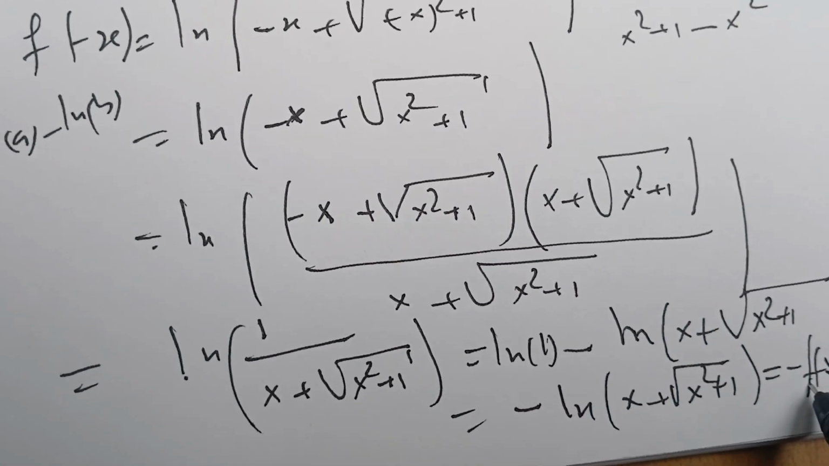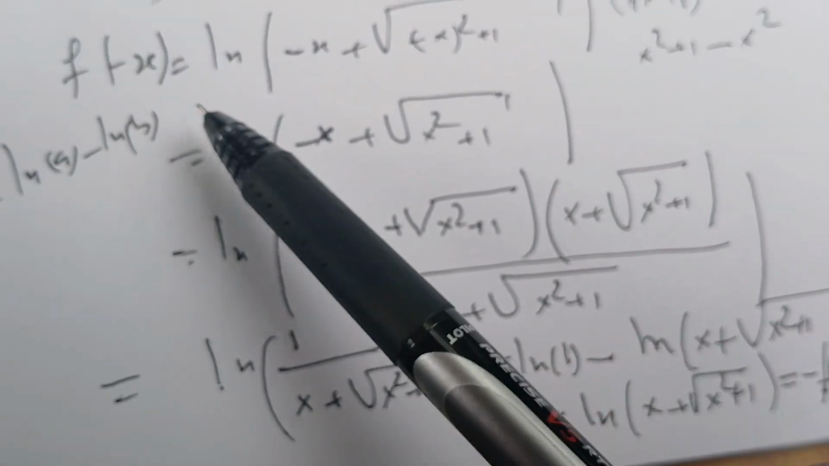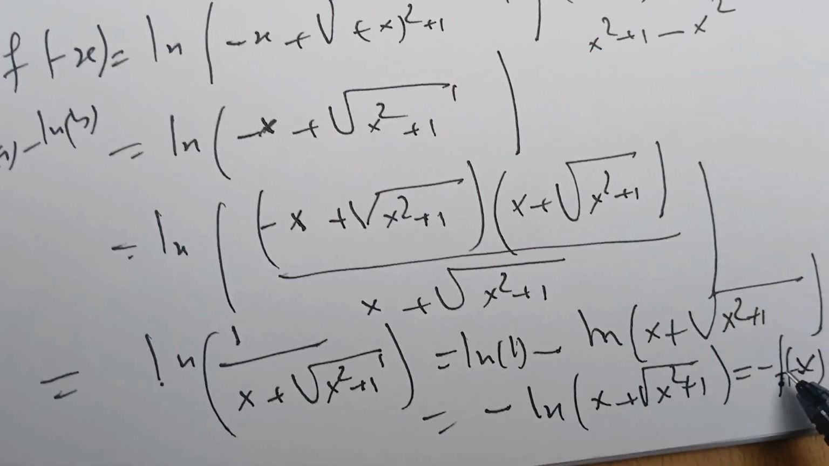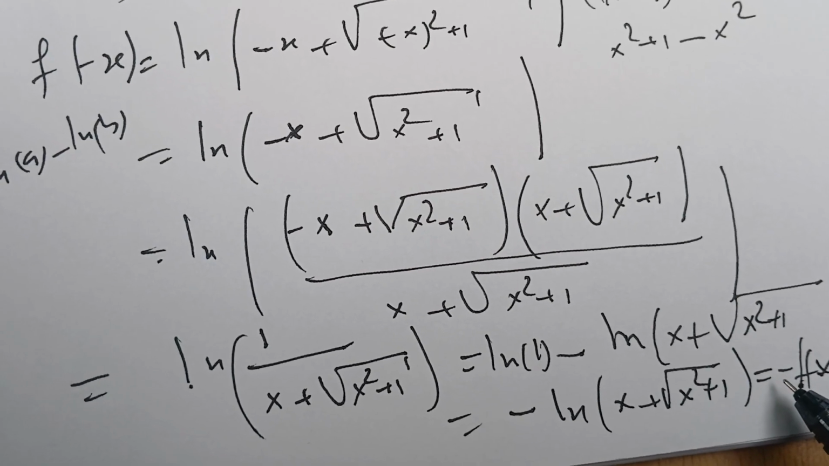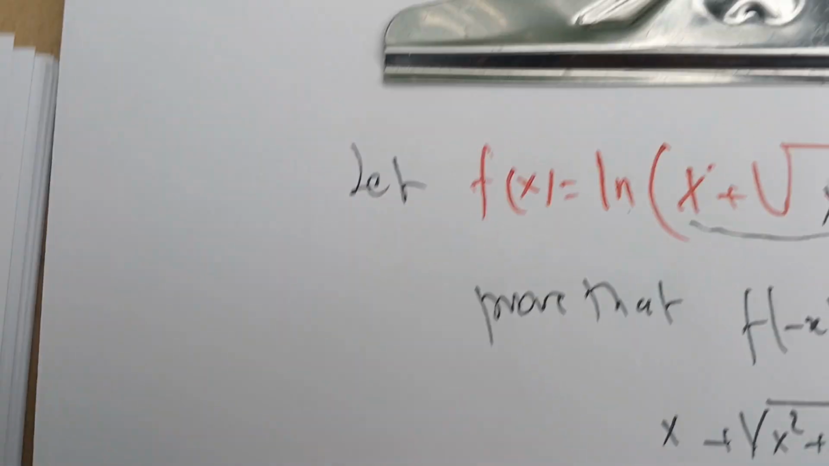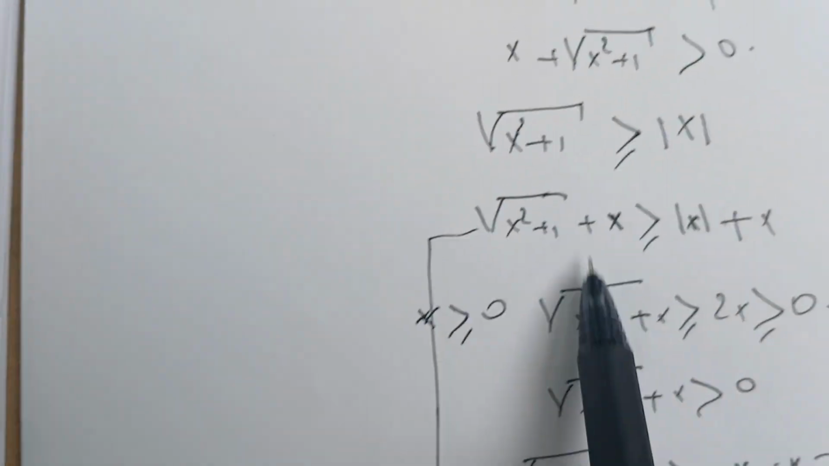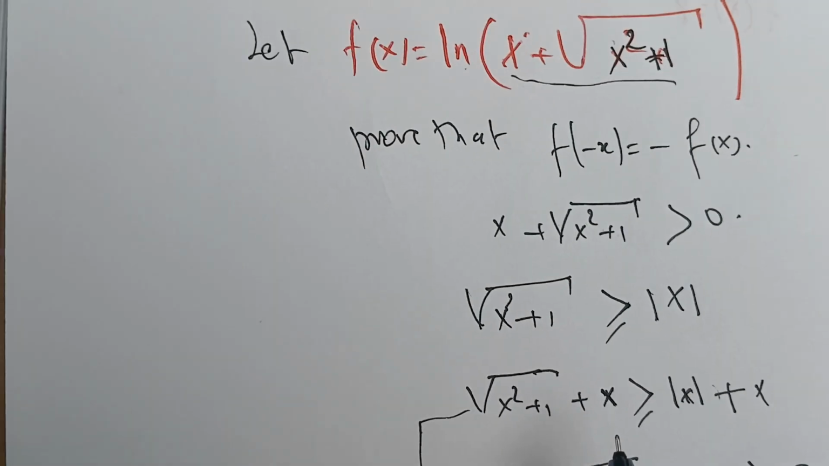So this proves that f of minus x, which is this one, is equal to minus f of x. And that means our function is odd. So the problem was with this domain of definition, but we had to get rid of it using this technique. Okay? And that's what we need to prove.